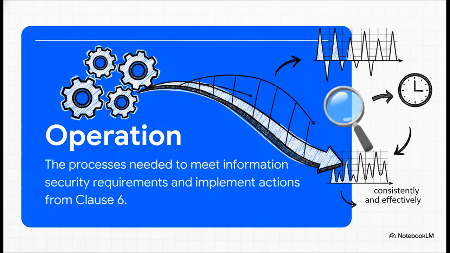Now, take a second and really look at this definition. Operation isn't just some corporate buzzword. It's the critical bridge that connects we should to we do. So for instance, a plan from Clause 6 might be something like, all privileged access must be reviewed quarterly. Clause 8, that's the actual process doc, the automated reminders, the logged review sessions, and the final sign-offs that make sure that review happens every single time.